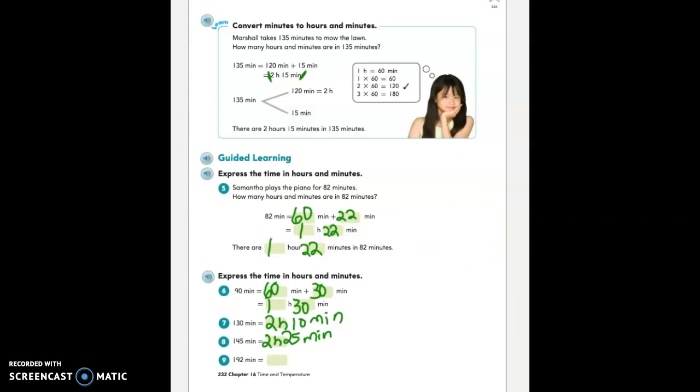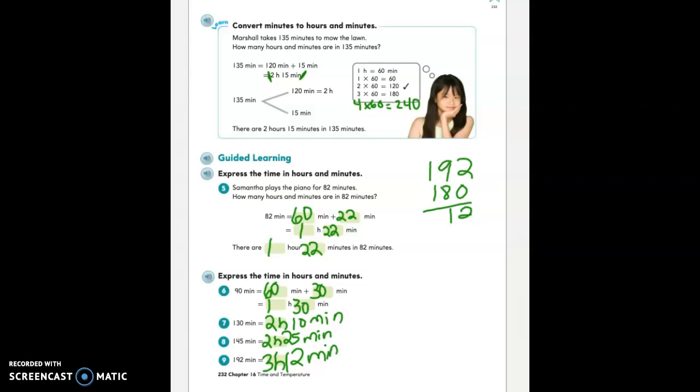192 minutes. So I'm going to look up here. Oh, my chart doesn't quite go over that, so I'm going to put 4 times 60. Let me go make that chart. So that's 240. So 192 is over 180, but it's less than 240. So I'm going to say that that's 3 hours. So 192 minus 180 is 12 minutes. So I'm left with 3 hours and what's left? 12 minutes.